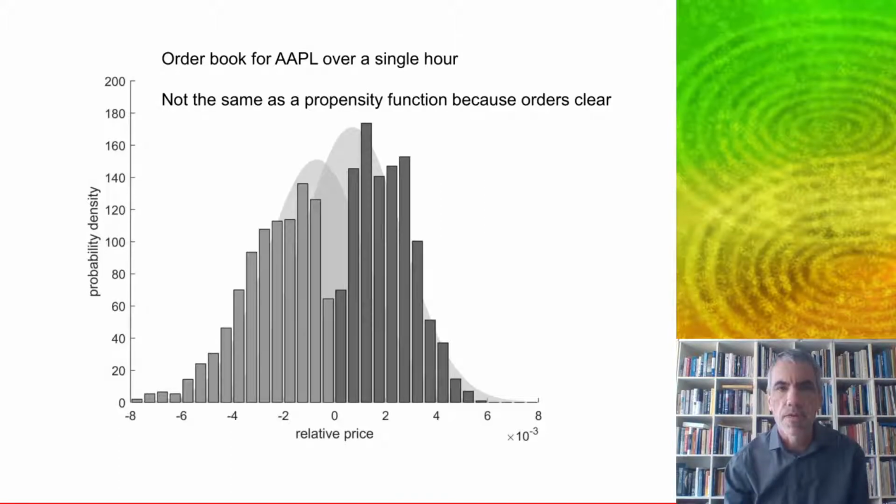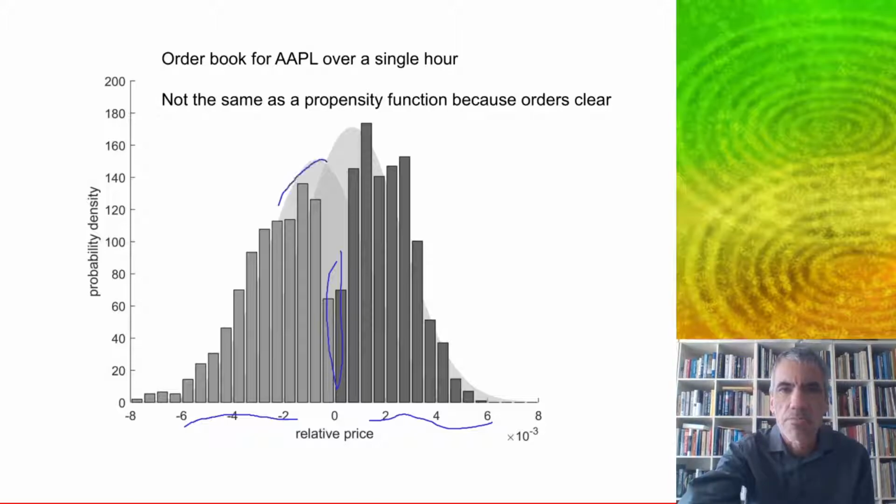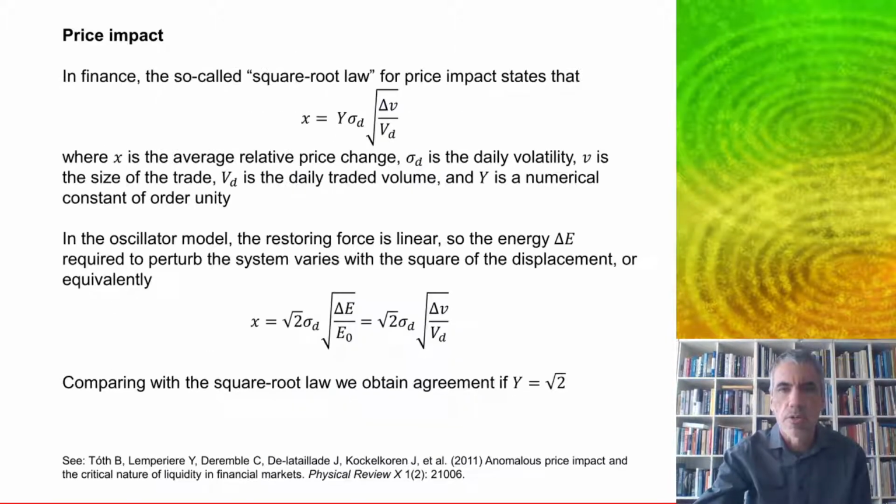But first of all, let's compare with the actual data that you get from a stock market. This is an order book for Apple over a single hour. So we've got the buyers putting up orders at lower prices and the sellers at higher prices. And these are not the same as propensity functions, because these are stated things which don't reveal all the preferences. And of course, orders in the middle here are going to clear and they're going to disappear. So these aren't the same as propensity functions, but they give an idea of these propensity functions, which are shown here, lurking in the background.